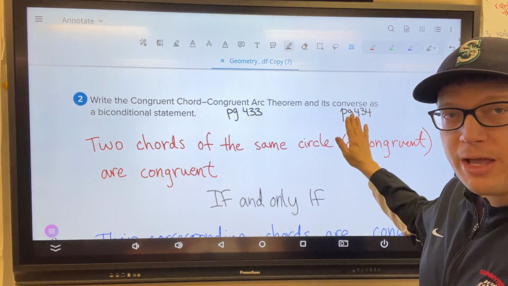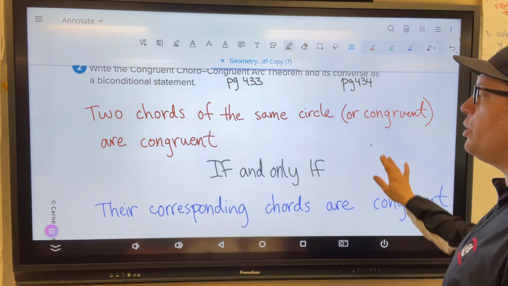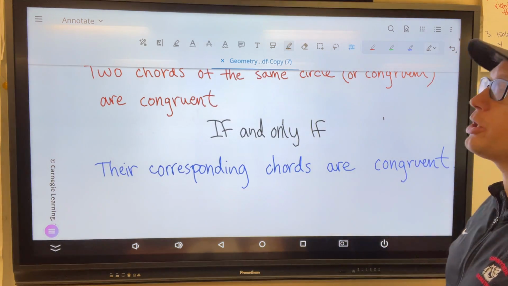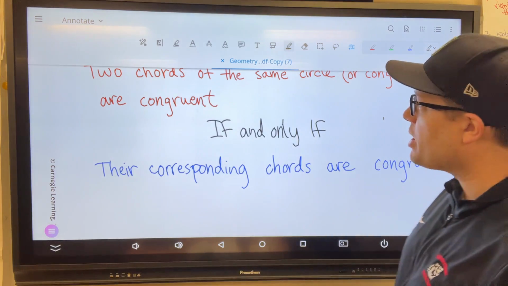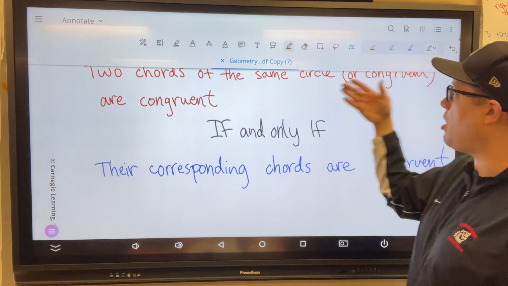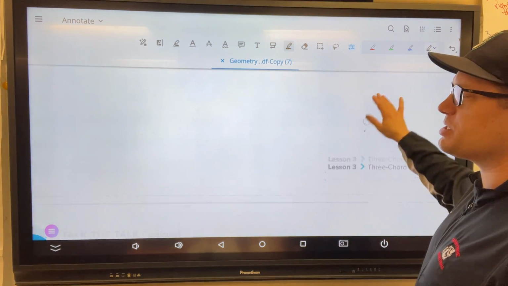Next, we have the conditional and the biconditional statement for the congruent chord, congruent arc theorem from page 433 and from page 434. Two chords of the same circle are congruent if and only if their corresponding arcs are congruent. We could flip that around to say, two corresponding arcs are congruent if and only if their chords are congruent. Good grief. Let's go to page 436, wrap this thing up.